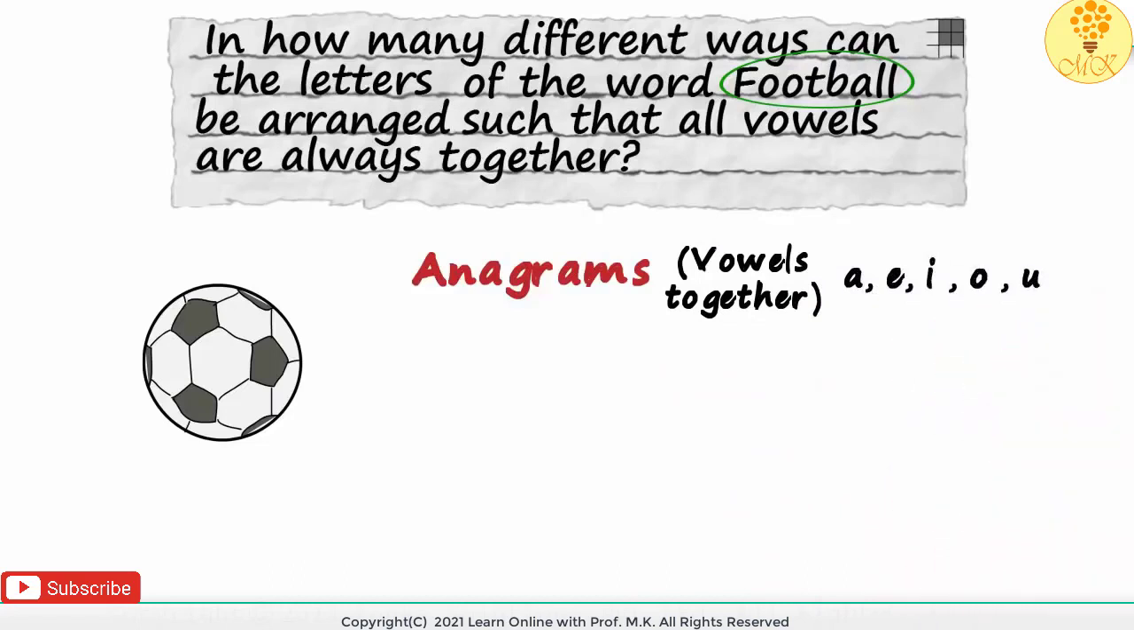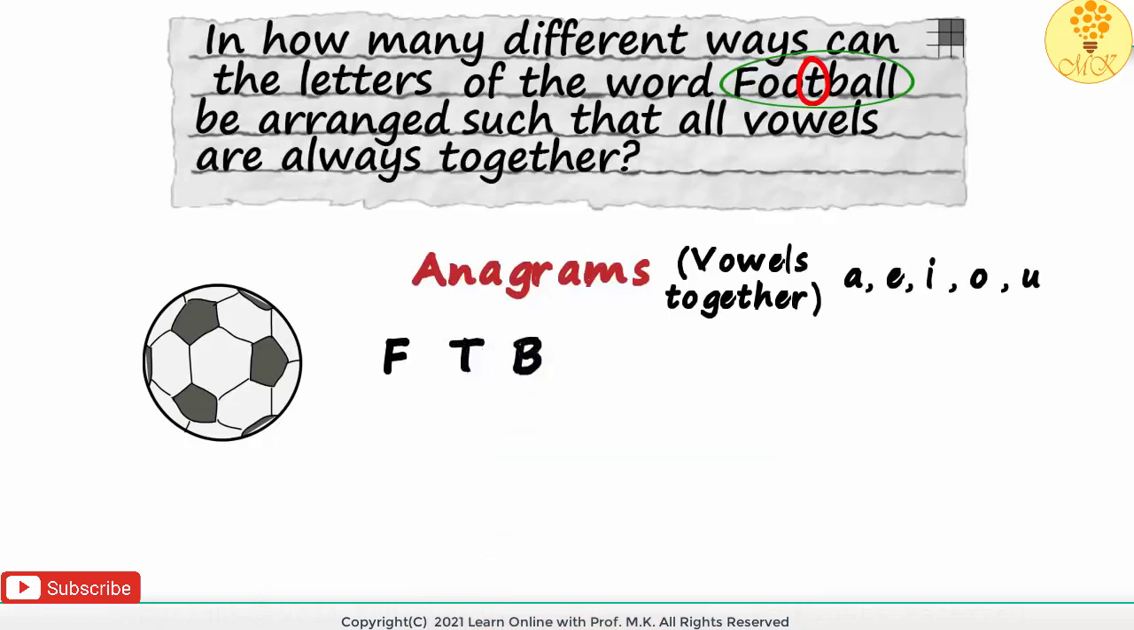So let's look at the word football letter by letter. The first letter is F, not a vowel. The next two letters are O and O, which are vowels. We have seen that whenever a few letters are always together, we consider them as one element. So let's not write the O's here. The next letter is T. It's not a vowel. We write it next to F.